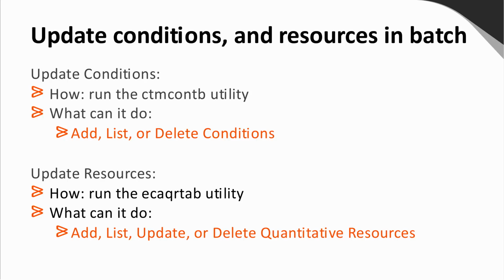Updating conditions and resources in batch is another common use for Control-M server utilities. Using the CTM ConTB utility and the ECA QR tab utility, you can manage conditions and quantitative resources. The CTM ConTB utility allows you to add, list, and delete conditions from the command line or in a script. The ECA QR tab utility is quite similar. However, it works on quantitative resources and also allows you to update the maximum value of a quantitative resource.